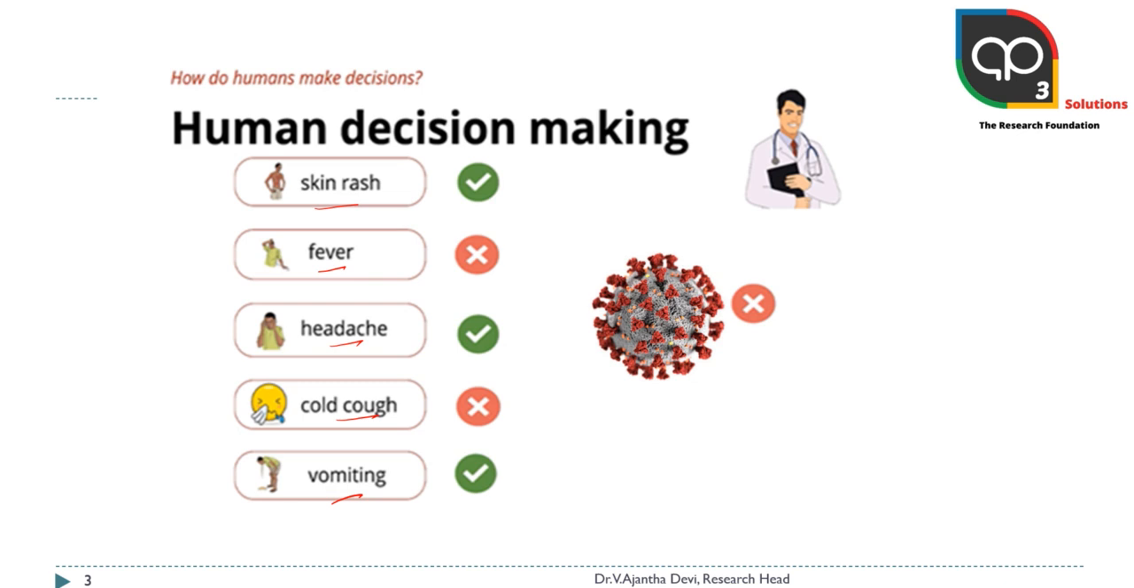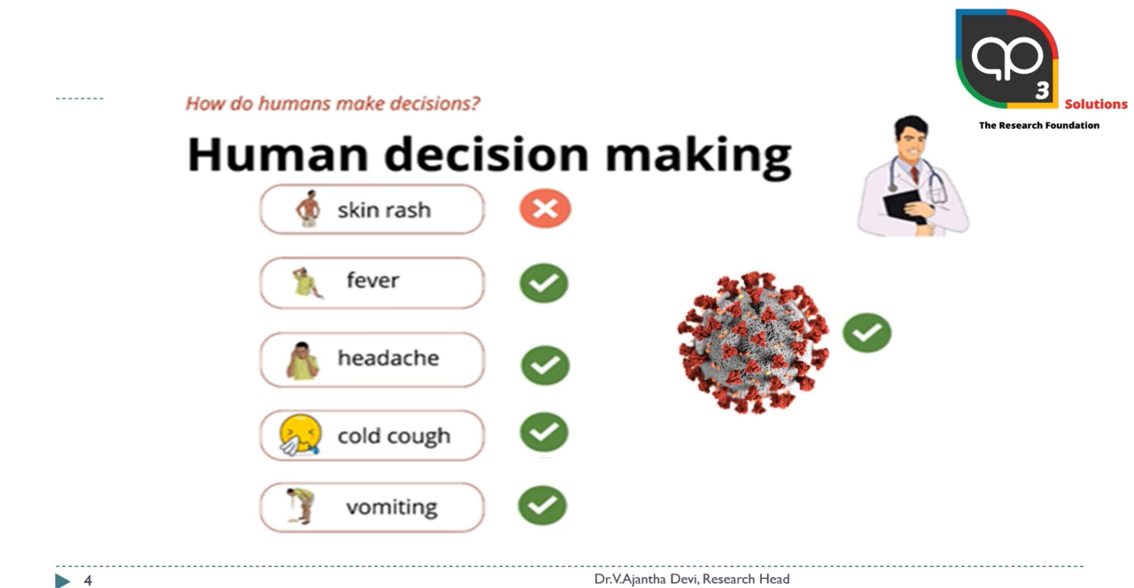For one patient, this was the situation: he or she had skin rashes, did not have fever, had a headache, did not have cold and cough, and had vomiting. And so on. Based on these, the doctor decides that this person does not have COVID, or does not have symptoms like COVID.